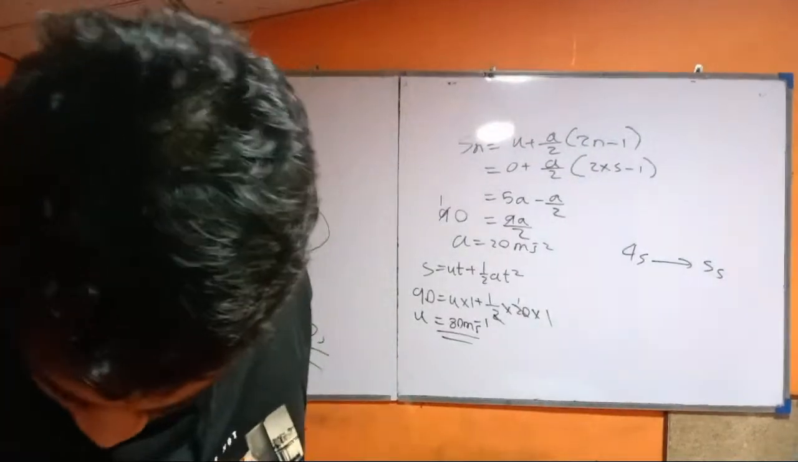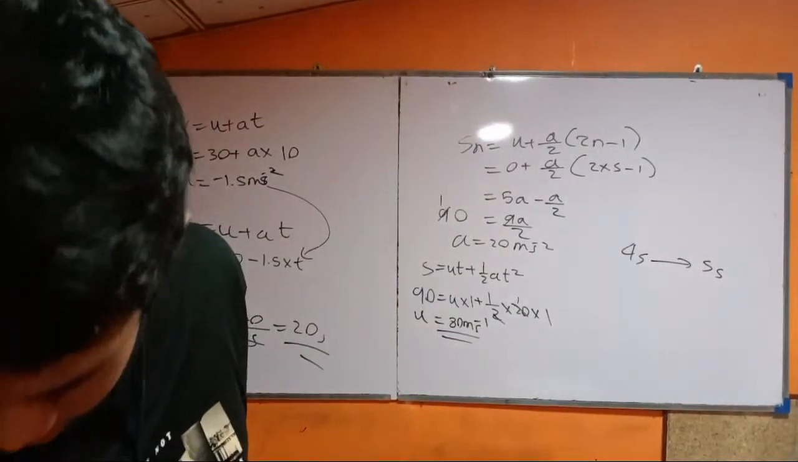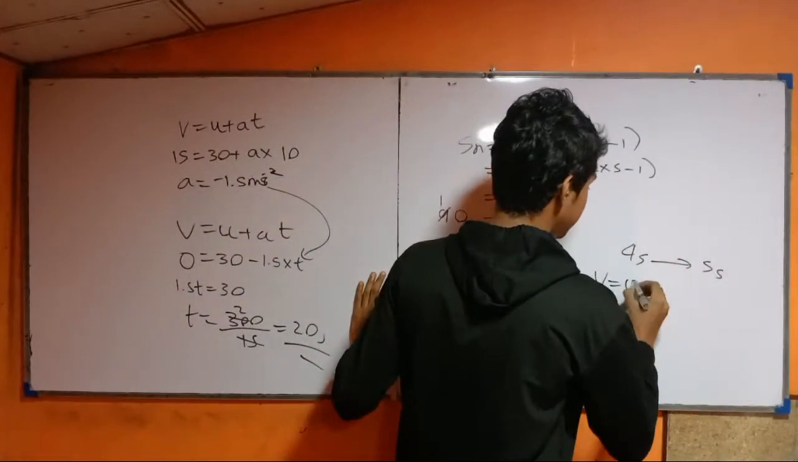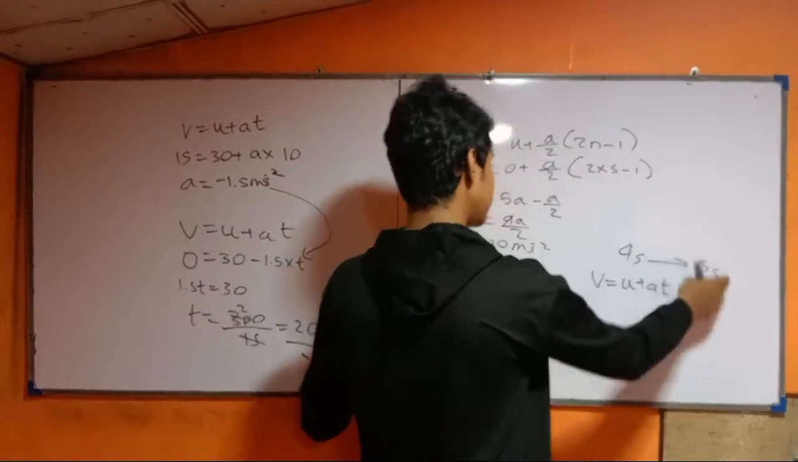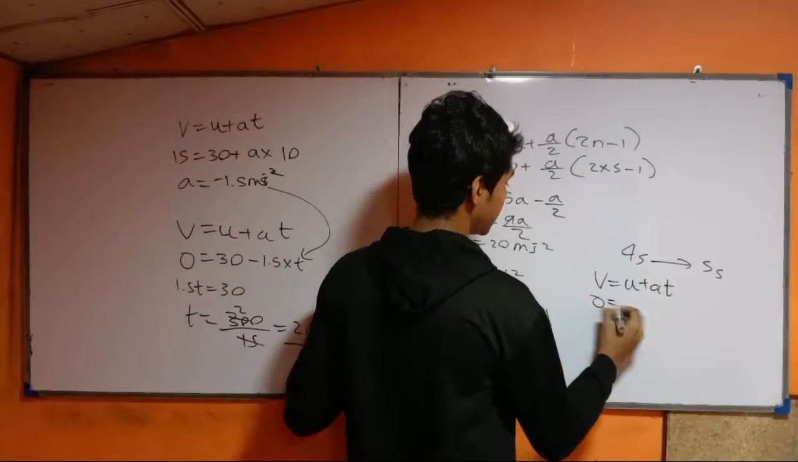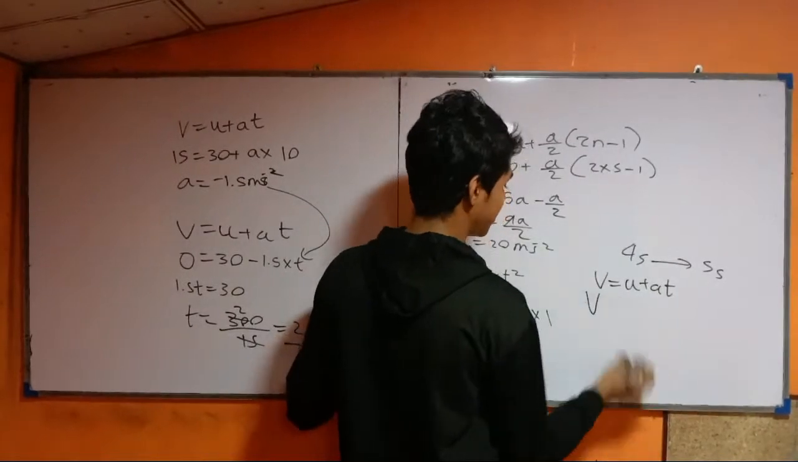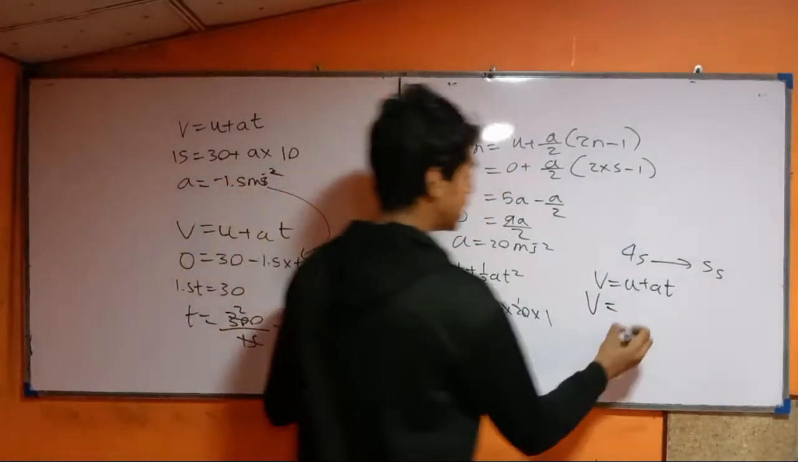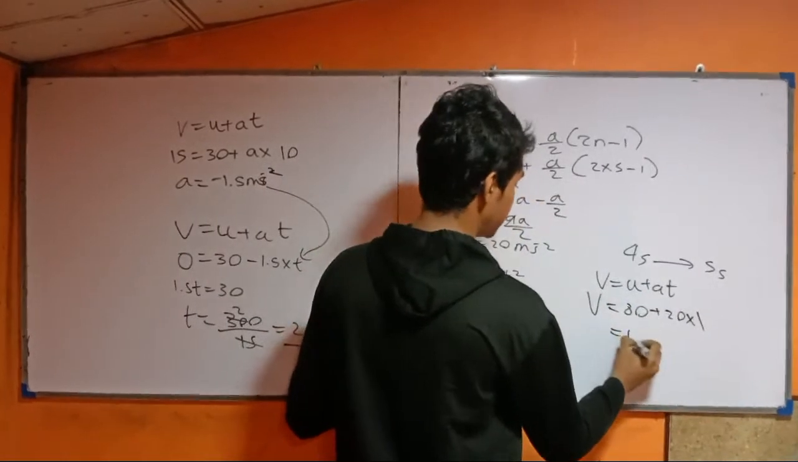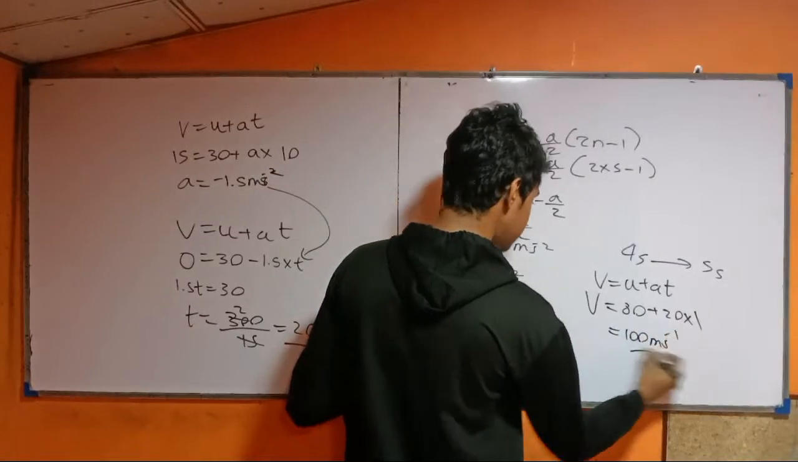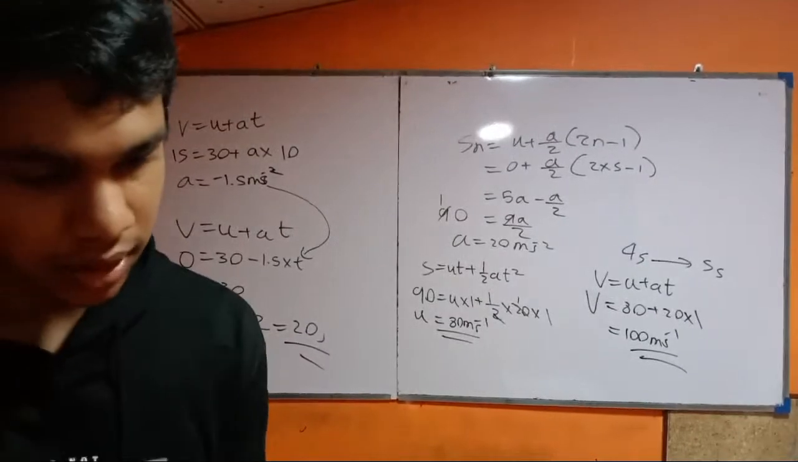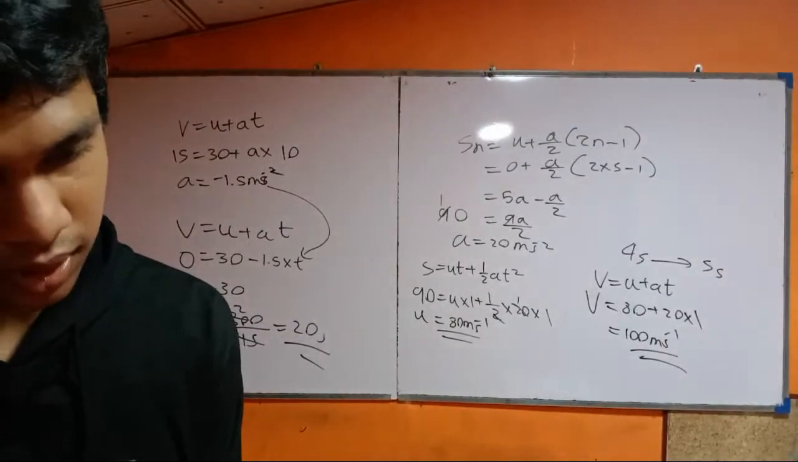What are they asking now? They are asking what is the velocity at the end of the 5th second. Now we are applying V equal U plus AT for the 4 second to 5 second time period. We are finding the final velocity. Initial velocity is going to be 80 plus 20 into 1. So it's going to be 100 meter per second. Answer is answer number 4.